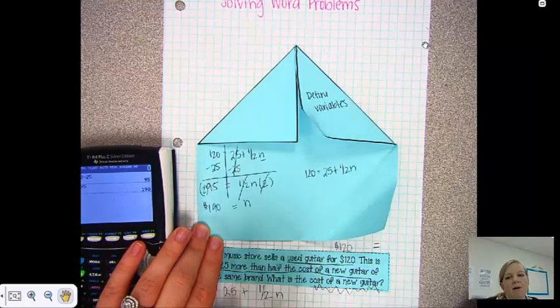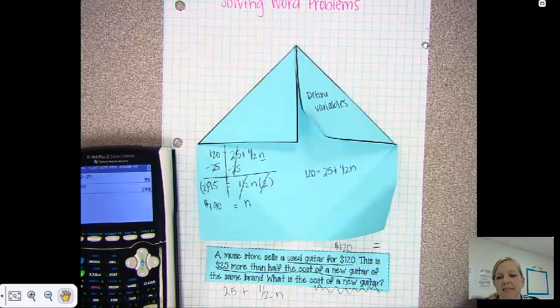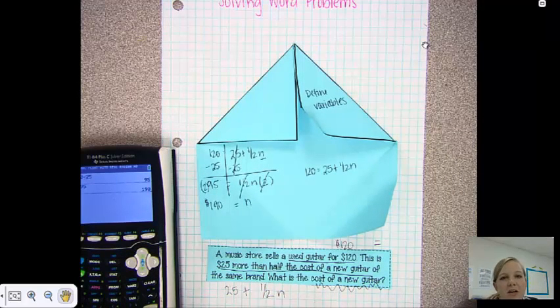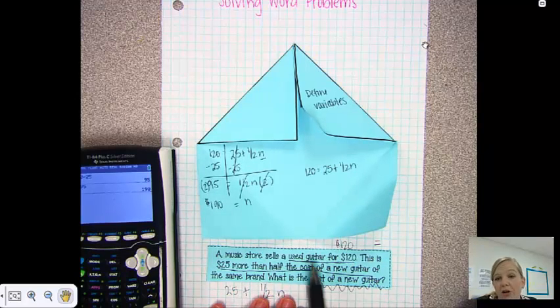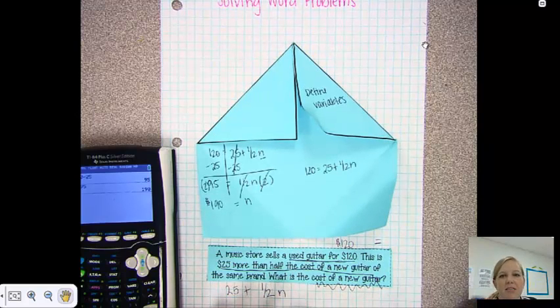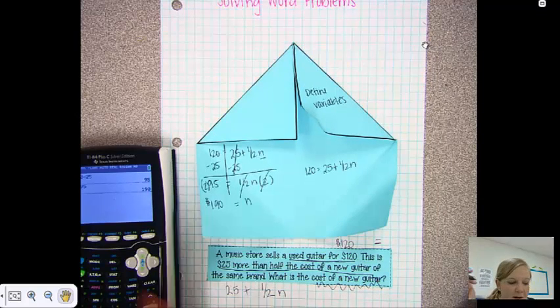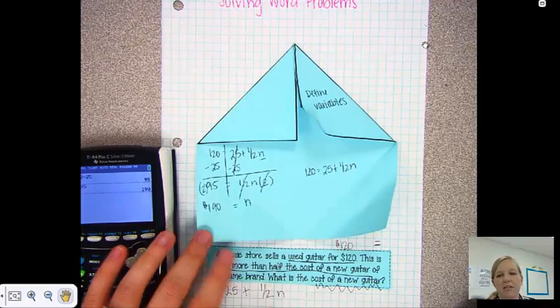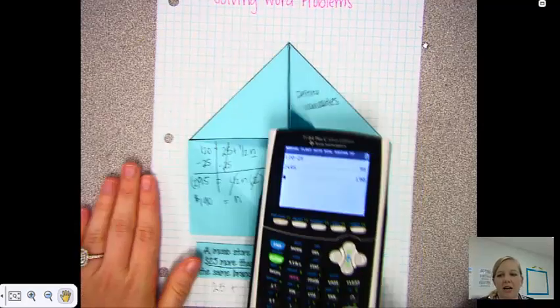So first, let's talk about reasonableness. Does this make sense? What do you think costs more, a new guitar or a used guitar? Well, our used guitar was $120, our new guitar is $190. So far that makes sense, the new one's going to cost more money. But now we can use our calculator to check our answer.